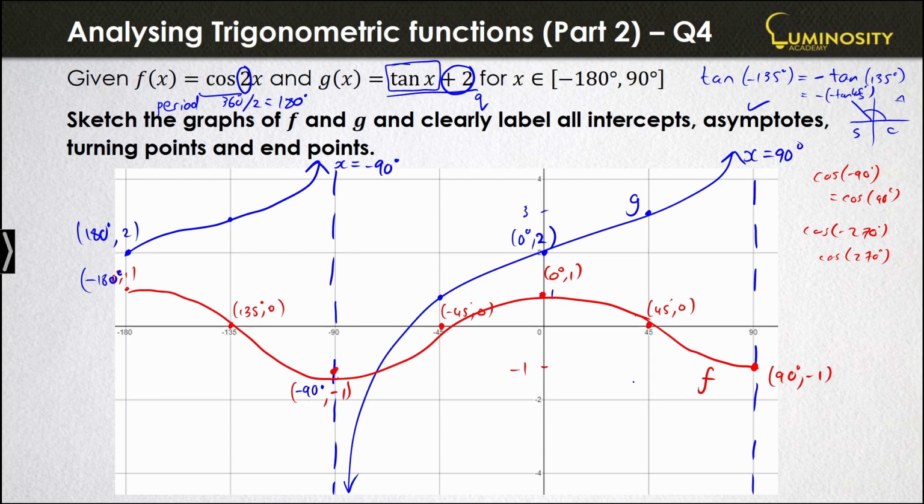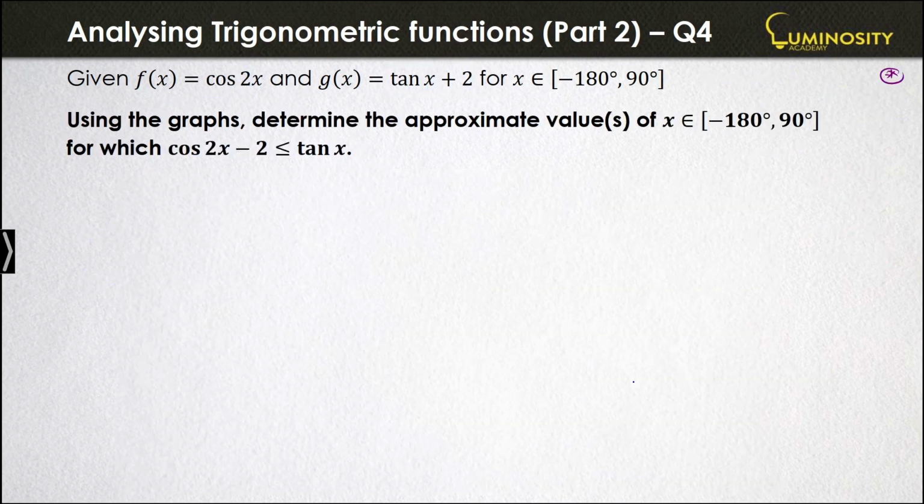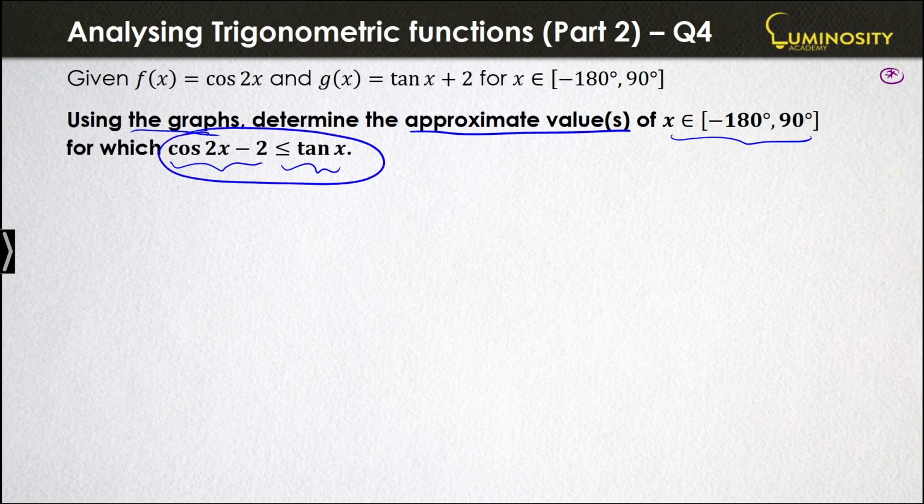Okay, and then lastly, using the graphs, determine the approximate values of x in that interval for which cos 2x minus 2 is less than tan x. So we need to somehow manipulate this to make it look like the two functions. Well, there's cos 2x, and we know that's f of x. And we've got tan x here, but if we bring the negative 2 over, we have cos 2x is less than or equal to tan x plus 2. So now we have the inequality f of x less than or equals to g of x.